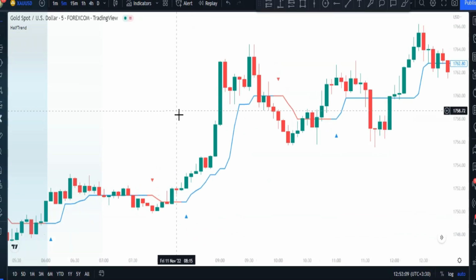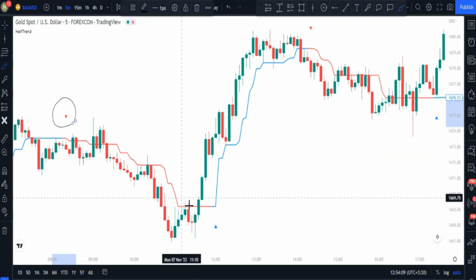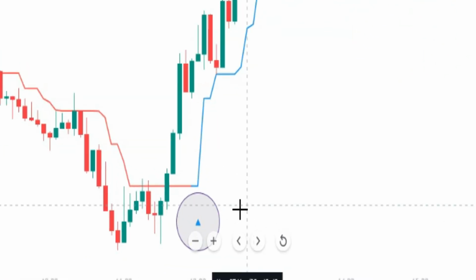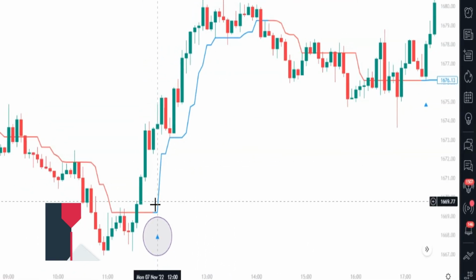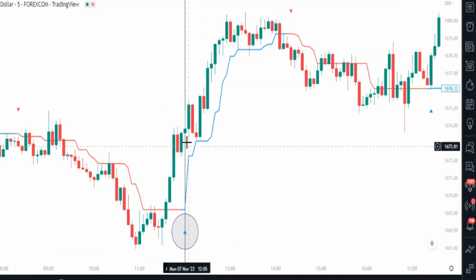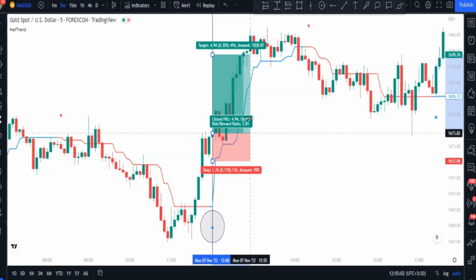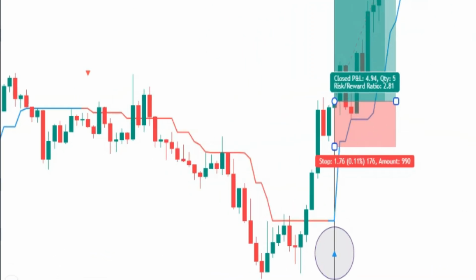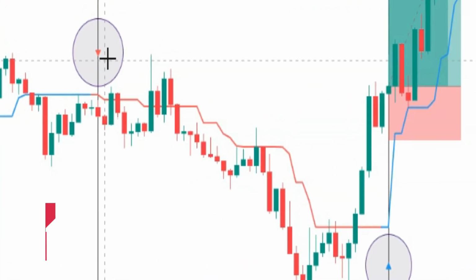The indicator consists of a line and some triangles. Whenever there's a triangle below the candlestick and the line of the indicator is blue, this is a buy signal. And whenever there's a triangle above the candlestick and the line of the half trend is red, this is a short signal.